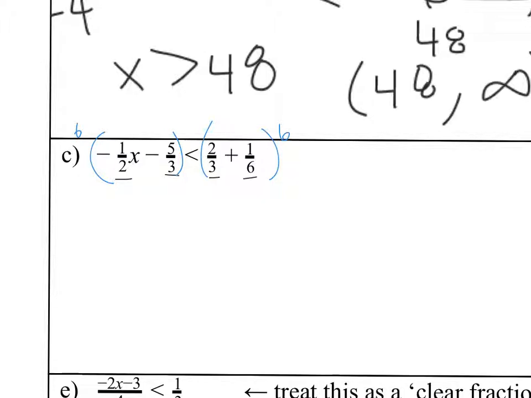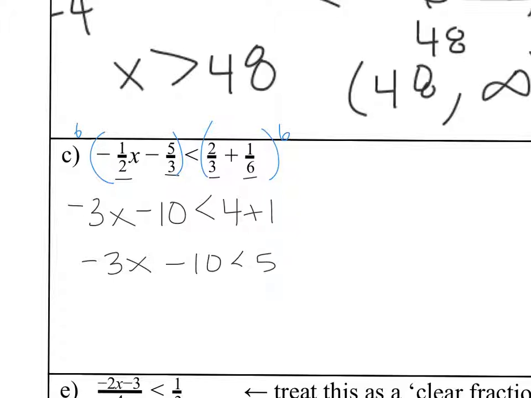So when I do that, remember a fraction is just multiplying and dividing. So I do 6 divided by 2, which is 3, times -1. So that's going to be -3x. Then I do 6 divided by 3, which is 2, times -5, which is -10, less than 6 divided by 3, which is 2, times 2 is 4. And then 6 divided by 6 is 1, 1 times 1 is 1. So it becomes a much easier inequality to solve. Now I'm going to add 10 to each side. So I have -3x is less than 15.